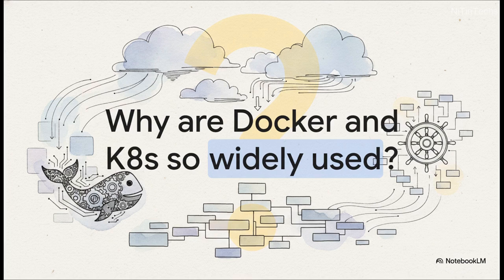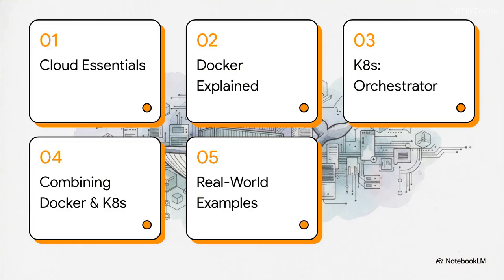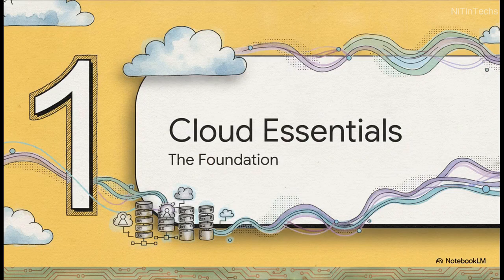But today we're going to strip away all that jargon and reveal exactly why they function as the ultimate power couple. Here's our roadmap for today. We'll be covering cloud computing essentials, Docker and containers explained, Kubernetes, the orchestrator, combining Docker and Kubernetes, and wrap up with some real-world examples and best practices. Let's dive right in.